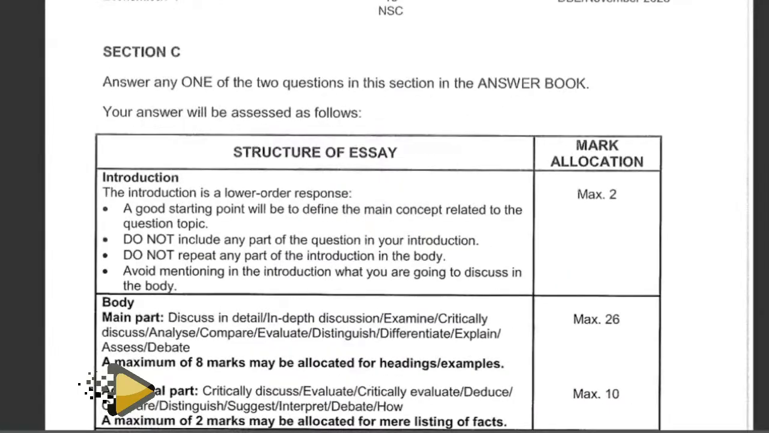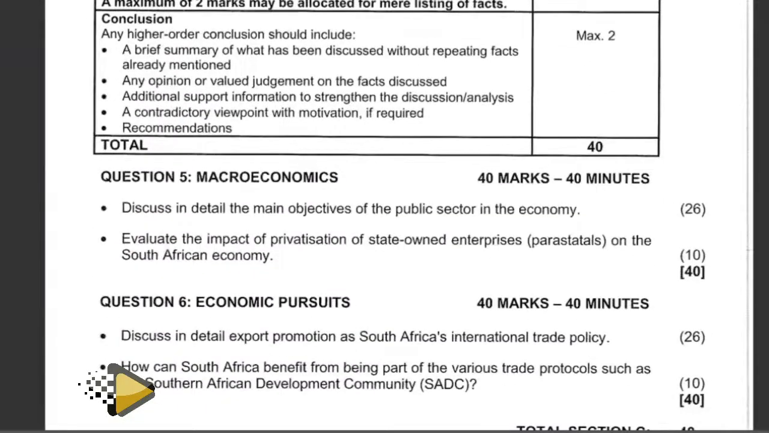Section C reads as follows: answer any one of the questions in this section, in your answer book provided. So now if we check grade 12, we have question 5. Question 5 covers macroeconomics. If you still remember grade 12, under economics we have microeconomics as well as macroeconomics.